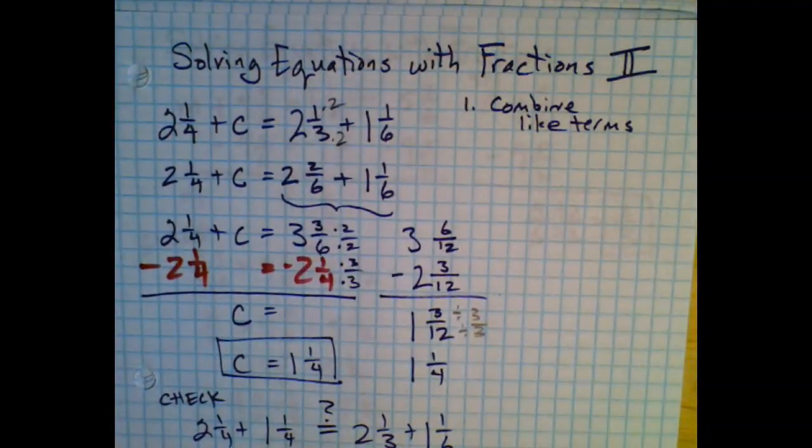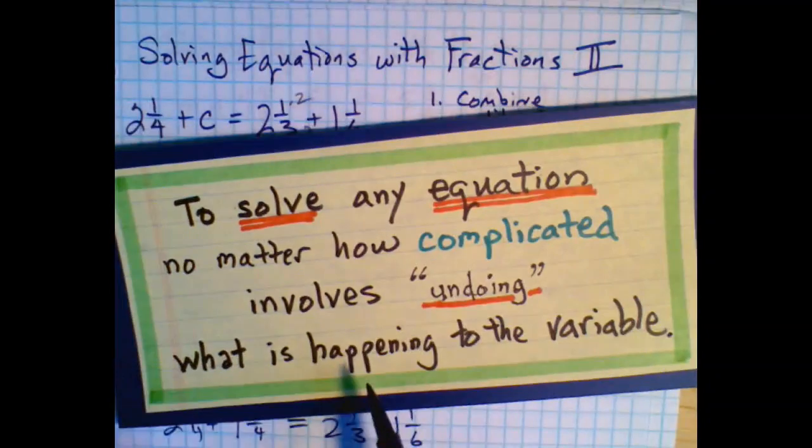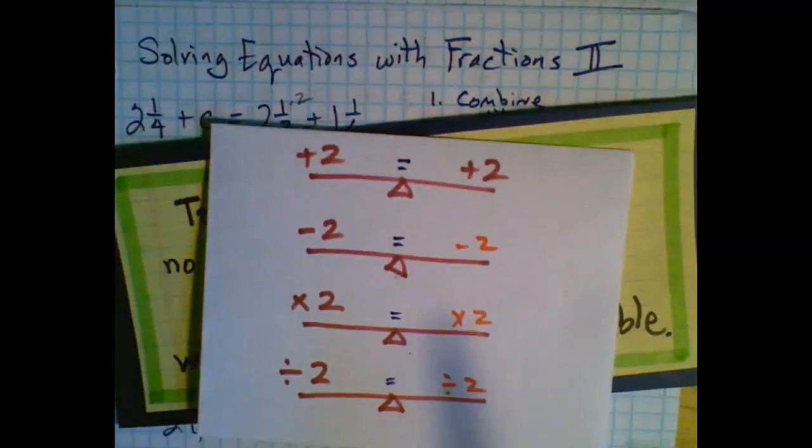Remember the rules that we used? We always undo what's happening to the variable. And whatever we do to one side, we always do the same thing to the other.